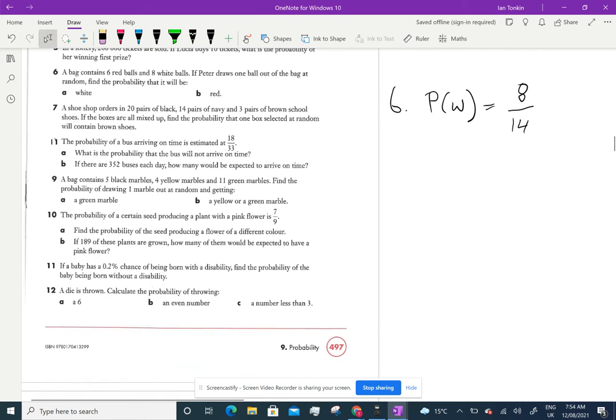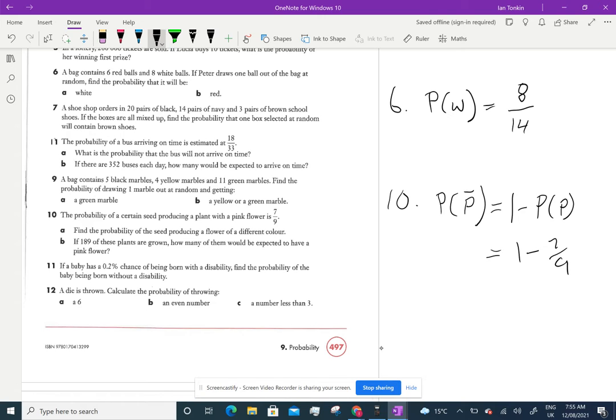That's just as easy. Let's move on down here, have a look at some of these. Let's have a look at 10. The probability of a certain seed producing a plant with a pink flower is 7 on 9. So, what's the probability of seed producing a different colour? Well, probability of not pink is 1 minus the probability of pink. I want you to get used to knowing that. So it's 1 minus 7 on 9, which is 2 on 9. That's pretty easy.